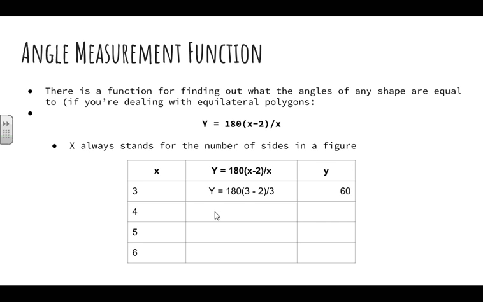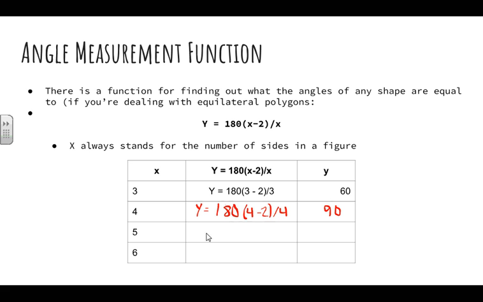All right, so let's try a quadrilateral. So we plug in 4, 180 times 4 minus 2, divided by 4. So 4 minus 2 is 2. 2 times 180 is 360. And 360 divided by 4 would be 90. So each individual angle of a regular quadrilateral would be 90 degrees.